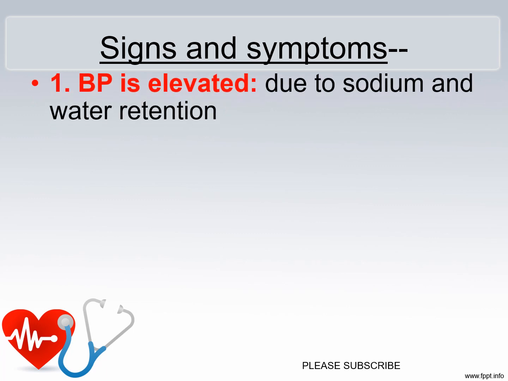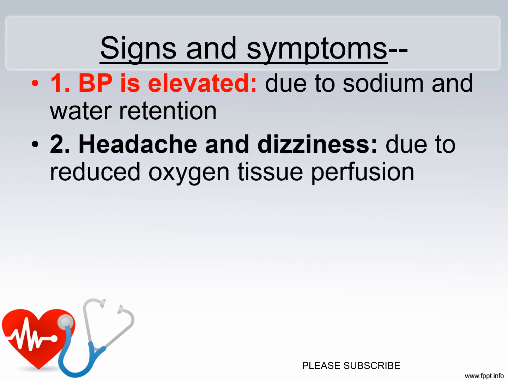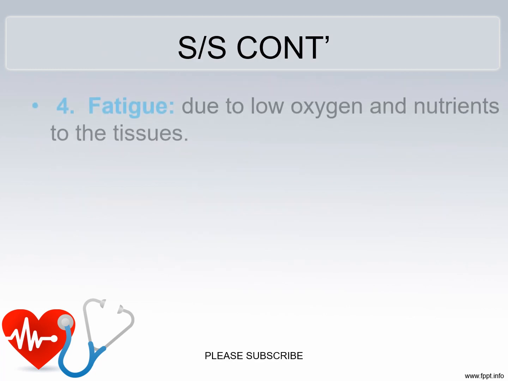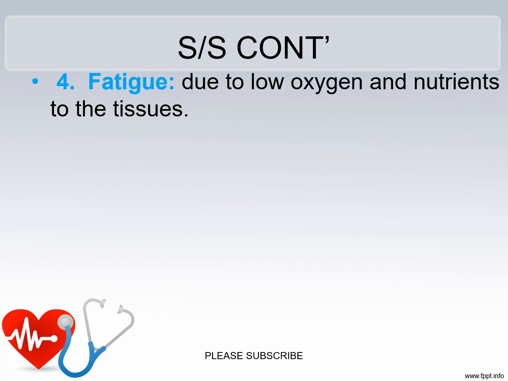So what are the signs and symptoms? We have elevated blood pressure. This is due to sodium and water retention. We have headache and dizziness due to reduced oxygen tissue perfusion. This is because of the increased pressure in the blood vessels. Then there's visual disturbance, which will be due to rupture of blood vessels because of the increased pressure in the blood vessels. Then we have fatigue. Fatigue is due to low oxygen and nutrients to the tissues because of increased blood pressure in the blood vessels.